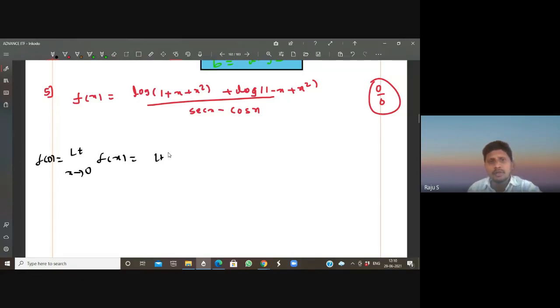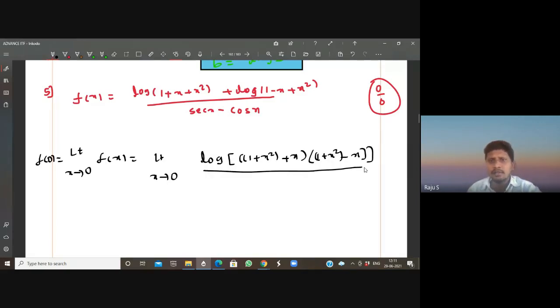That is, limit x extends to 0. It is in the form of log a plus log b. What is the formula for log a plus log b? Log ab. So shall I write here 1 plus x square plus x into 1 plus x square minus x, shall I write like this, students? So log a plus log b, so this x alone I have written separately. Now secant x means 1 by cos x, minus cos x.